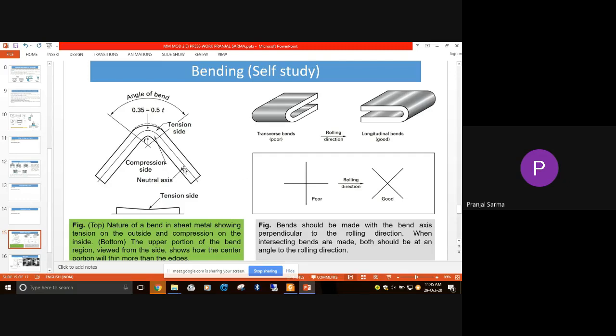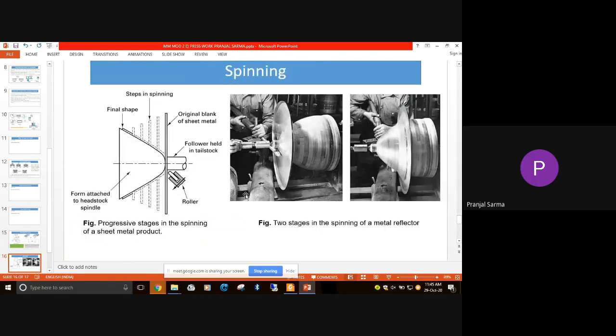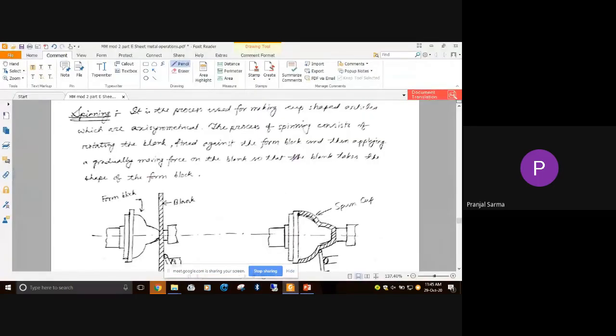In bending, we are bending the sheet metals, and these kinds of processes are very frequently discussed. So we can just go through it, no problem. Next, we'll be discussing the spinning operation. Now, what is the spinning operation? It's a process used for making cup-shaped articles, and the main thing is that the products are axisymmetrical. Axisymmetrical means it is symmetrical about a particular axis. That kind of cup-shaped product can be obtained by the spinning process.